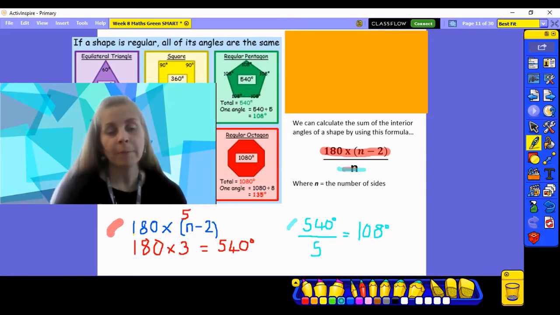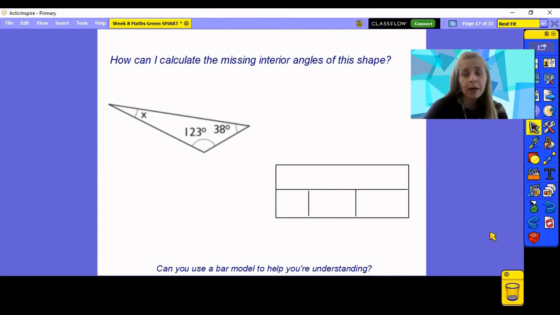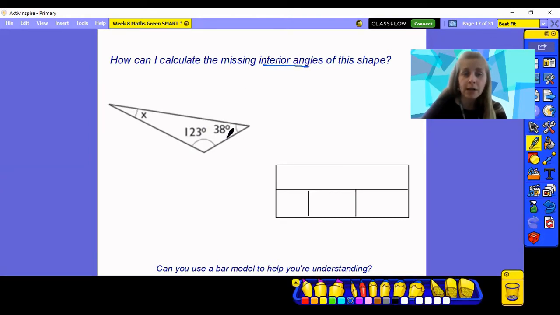So this part of the formula refers to how we can find the total of the interior angles of all polygons, and this part will help us find one angle within a regular shape. So there's a difference between the two. A little bit like angles along a straight line and angles around a point, we've been given some information, and we actually know some more information about interior angles that will help us approach this problem. We know we're talking about the interior angles, the angles inside this closed polygon.